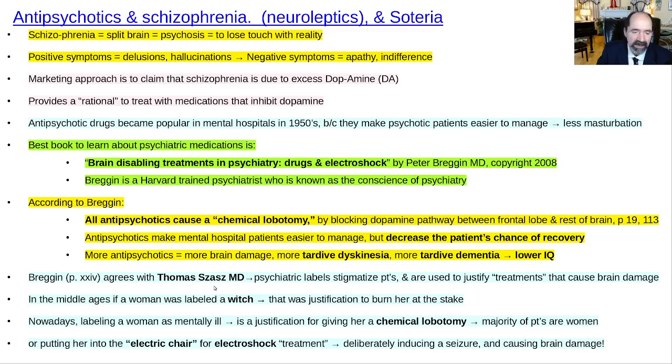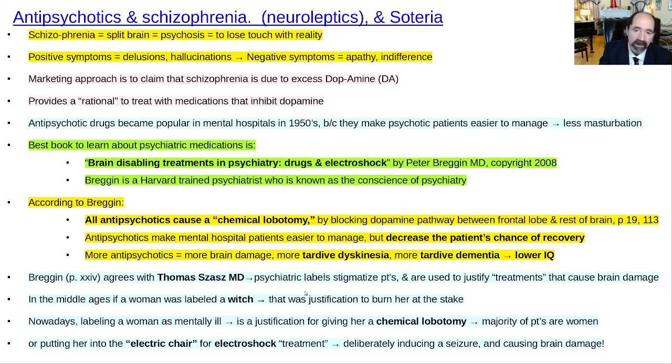Okay, Breggin agrees with Thomas Szasz. Szasz is a famous psychiatrist. I did a profile on him as a psychiatry hero. And he would talk about how when you stick a patient with a label that's pejorative, you stigmatize them. And you basically are setting them up to be a victim for a very aggressive treatment. In the Middle Ages, they'd say, she's a witch, burn her at the stake. Nowadays, they'll say, she has a severe refractory depression, she needs a chemical lobotomy. And they won't say she needs a chemical lobotomy, but they'll give drugs that push towards that effect, or they'll put her in a chair for electroshock.